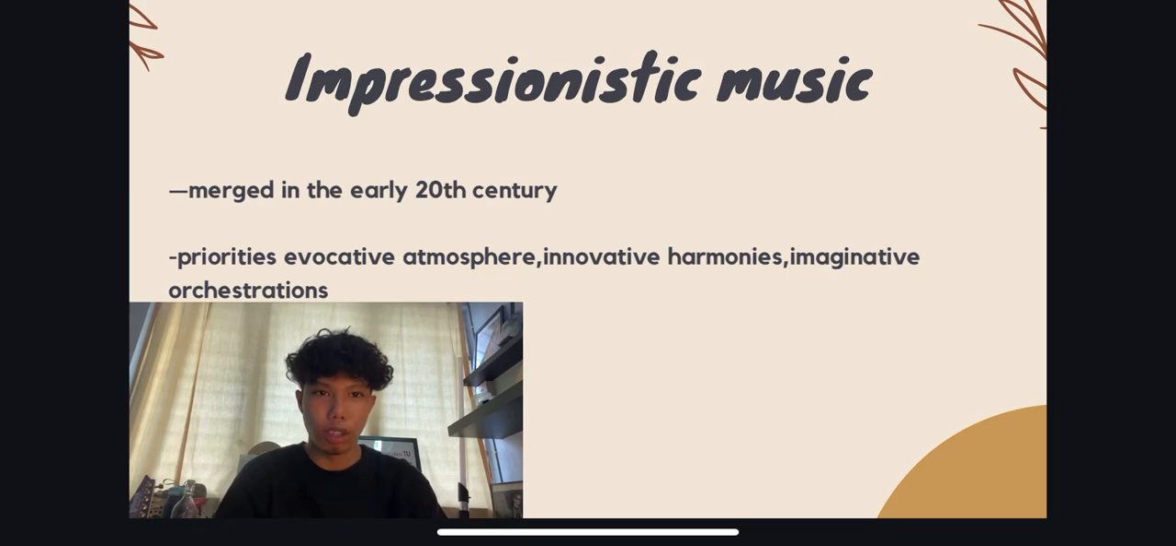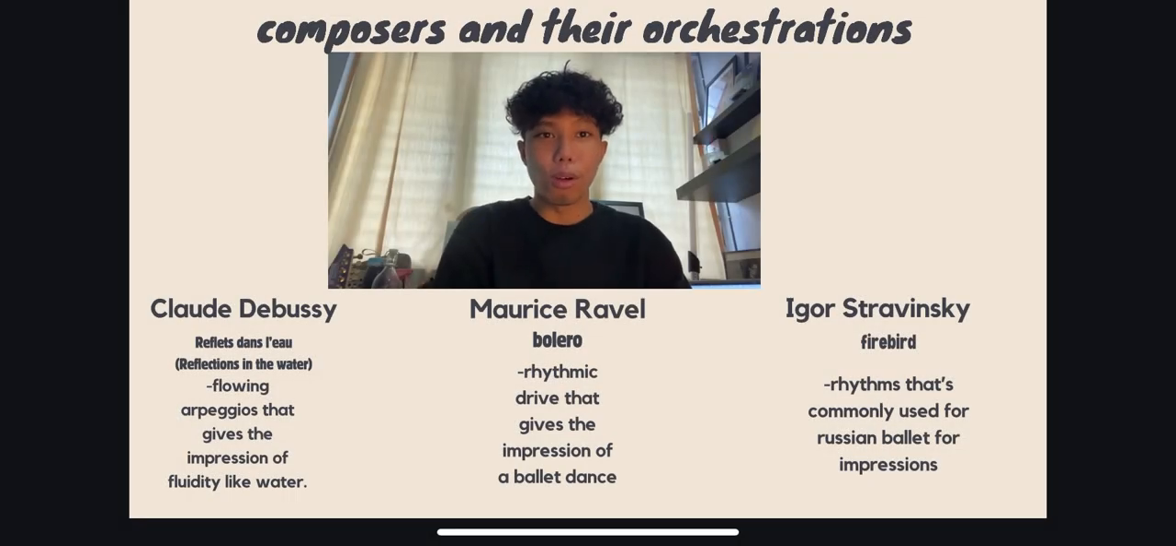Impressionistic music is a genre that emerged in the late 19th century and early 20th century, and it aims to create a vivid and evocative atmosphere, color and mood. The composers of impressionistic music and their orchestrations are Claude Debussy with Reflets d'Olon, Maurice Ravel with Bolero, and Igor Stravinsky with Firebird.